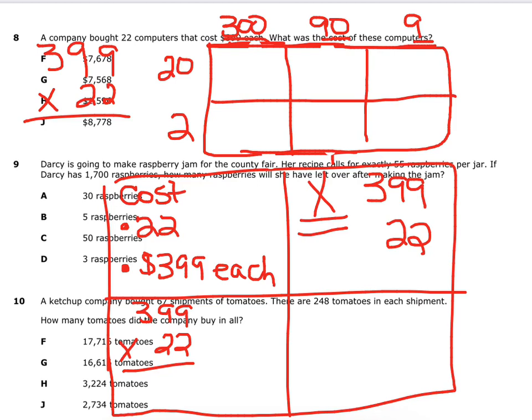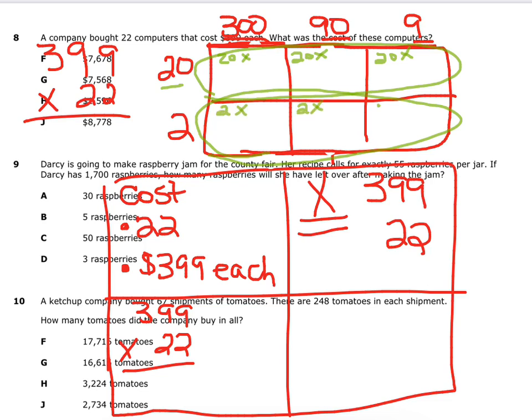Okay, so this top row, every box is going to be multiplied by 20. So I'm going to put 20 times. Okay, this bottom row, everything's going to be multiplied by 2. 2 times, 2 times, 2 times. Now, each box is going to be multiplied by the number that is directly above it.